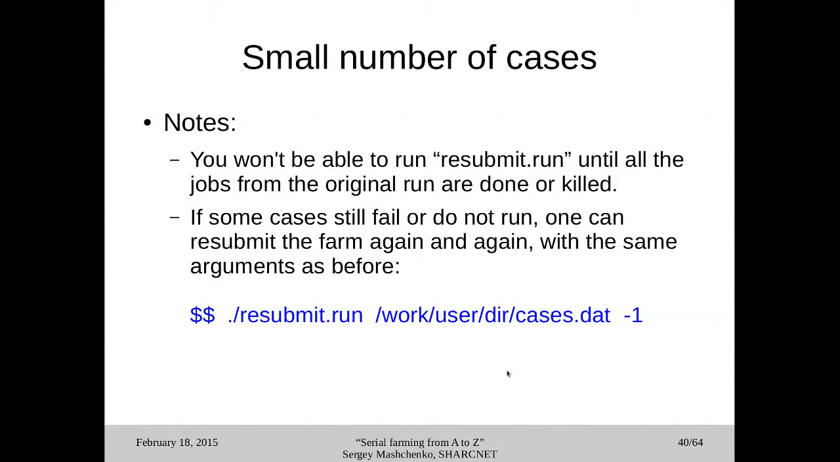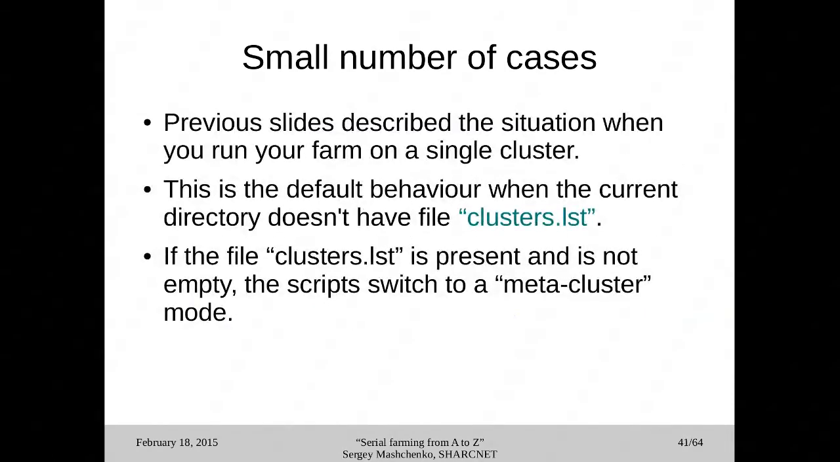If you still couldn't finish your large serial farm, even after you run resubmit, you can run resubmit again once the previous resubmit jobs finished running. When you do that, you repeat exactly the same arguments as before, and again it will reanalyze the output, find everything which still failed or still didn't run, and run it as yet another serial farm. So it's a great convenience to just run, wait until it's finished, run again, and eventually if there is nothing to run, everything finished properly, it will tell you nothing to run. So don't worry, nothing will be submitted if there is nothing to run.